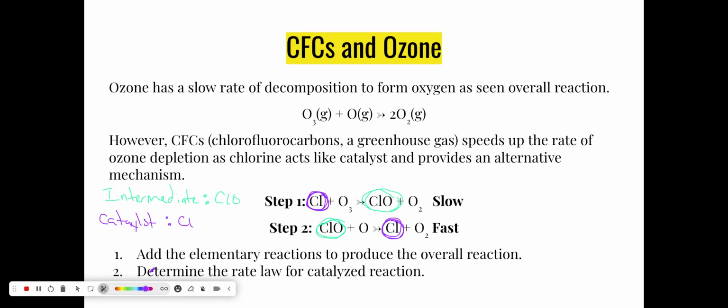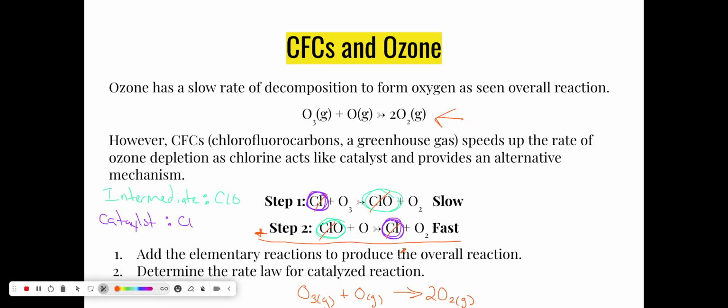Now it wants us to add the elementary steps for this chemical reaction. Well, when we add these two up, the chlorines end up canceling out, and our intermediates end up canceling out, and we're left with O3 plus O yields 2O2. Okay, perfect. So we got the overall chemical reaction as seen.